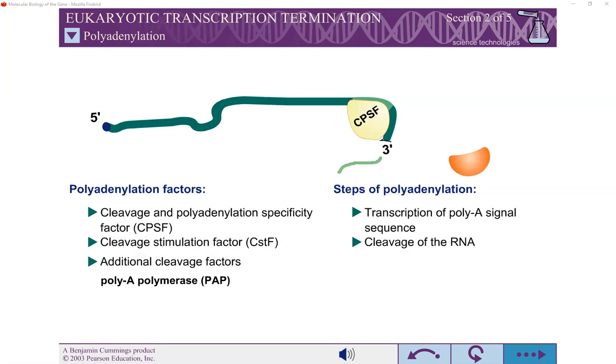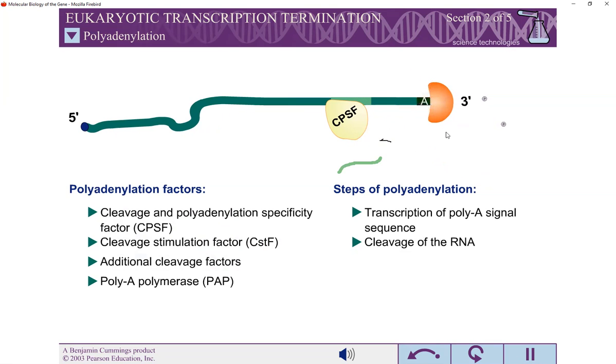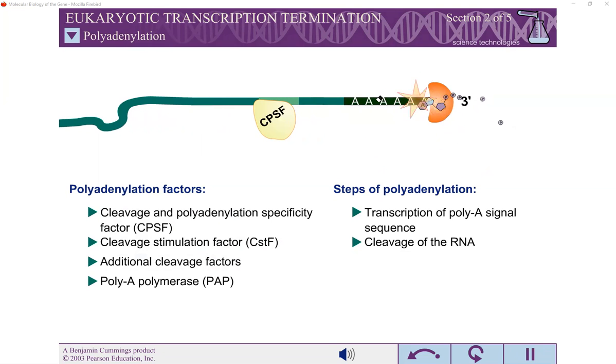How? Look here. It adds about 200 adenines to the new 3' end produced by the cleavage of the RNA. Poly A polymerase uses ATP as a source of adenine. So here the poly A polymerase is going to bind. Poly A polymerase will use ATP and will elongate the chain up to 200 to 250 nucleotides being added constantly, forming a very long poly A tail.